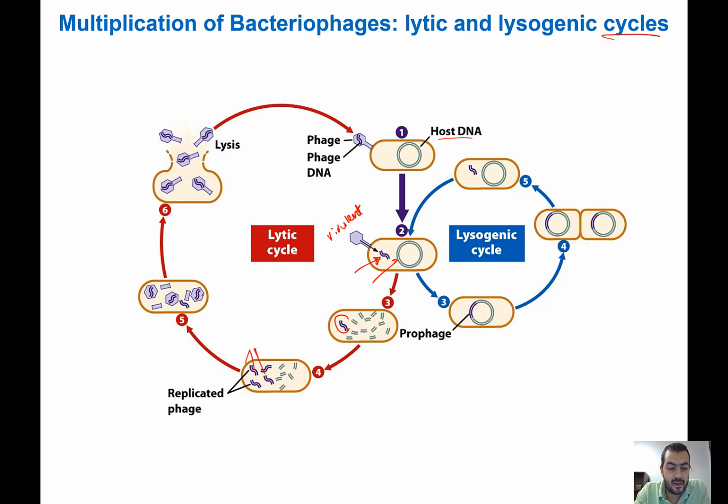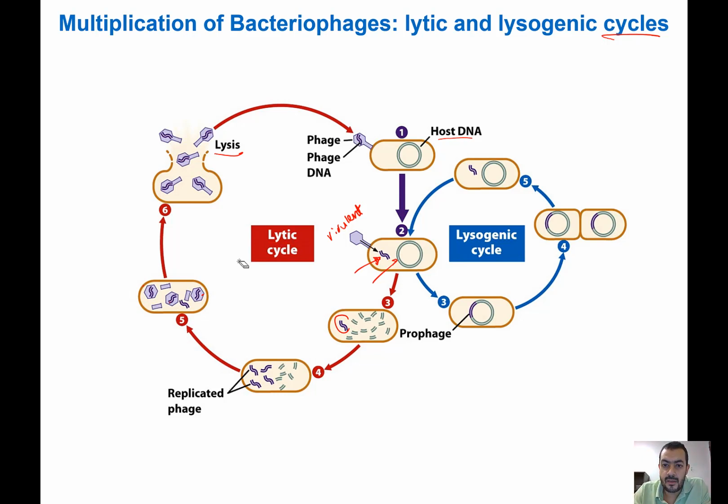And then there is no way for these particles to exit except after the lysis of the bacterial cell. Since this cycle ends with the lysis of the bacterial cell, we call it the lytic cycle, meaning that it ends up with the damage of the bacterial cell, its bursting, and the release of the virus particles, or the virion, as you remember.